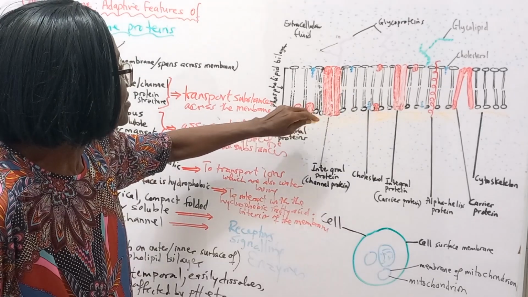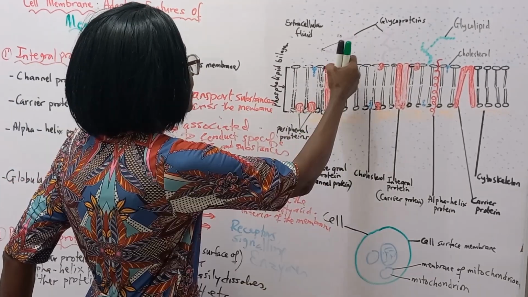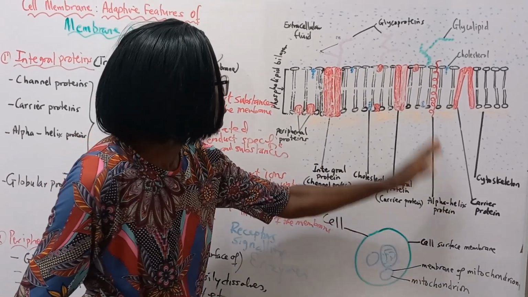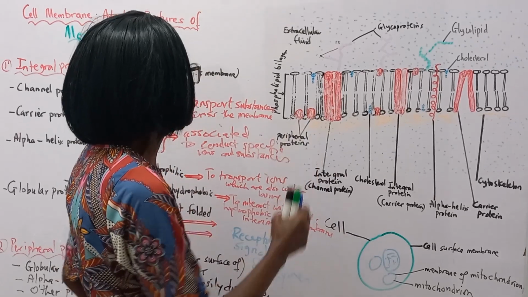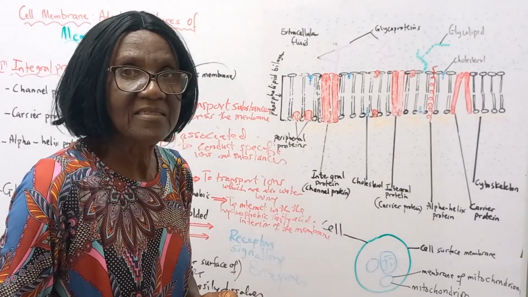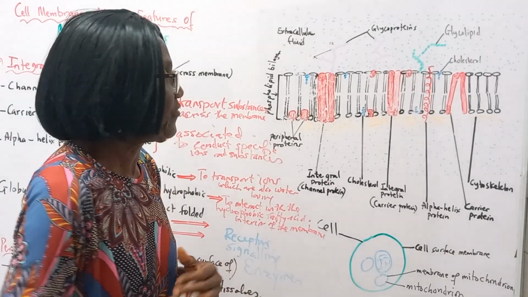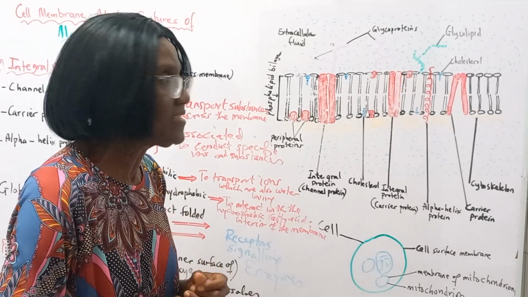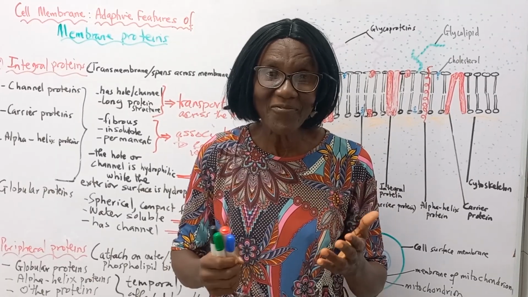Then other adaptations. You see that the membrane proteins can have chains of carbohydrates attached to them in the cell surface membrane, and they can form glycoproteins that are sensitive. They serve as markers of the cell. They also guard the cell by producing antibodies against foreign matter. This is what we have for today.